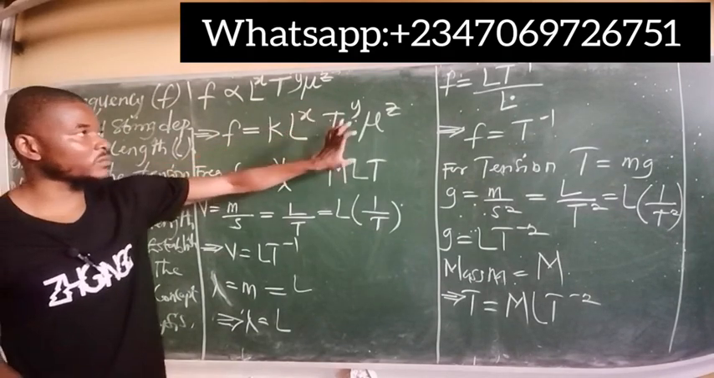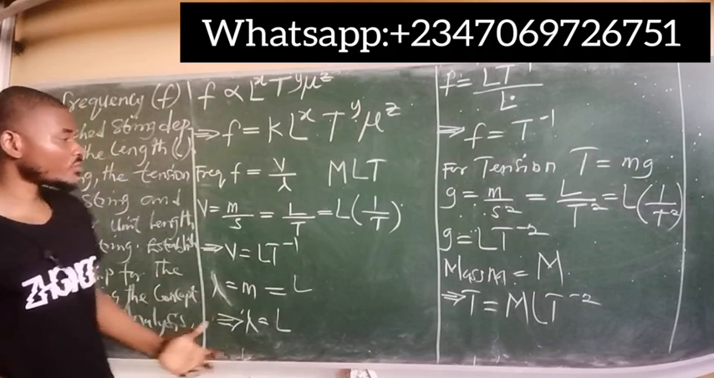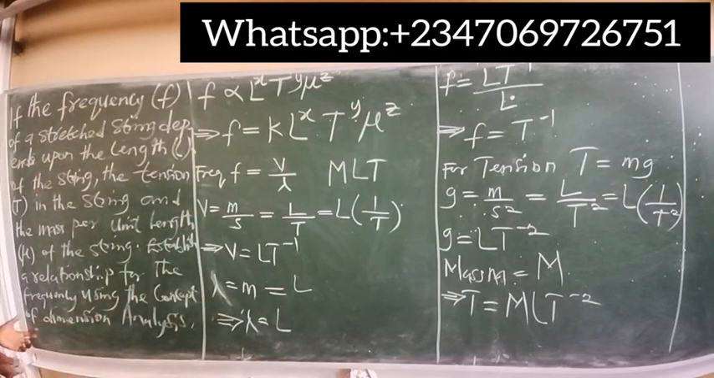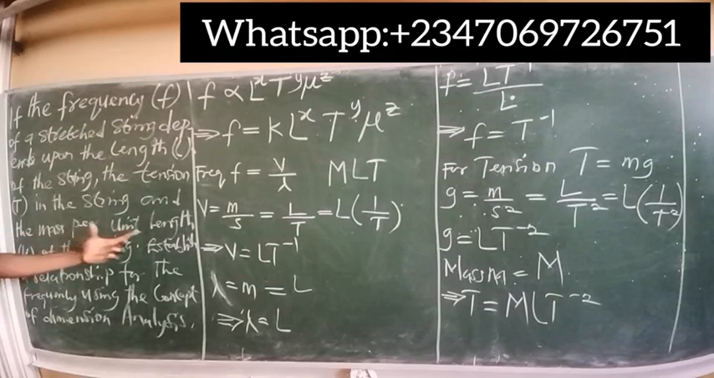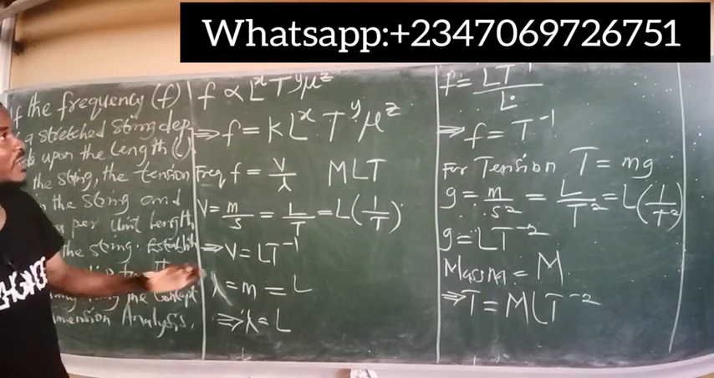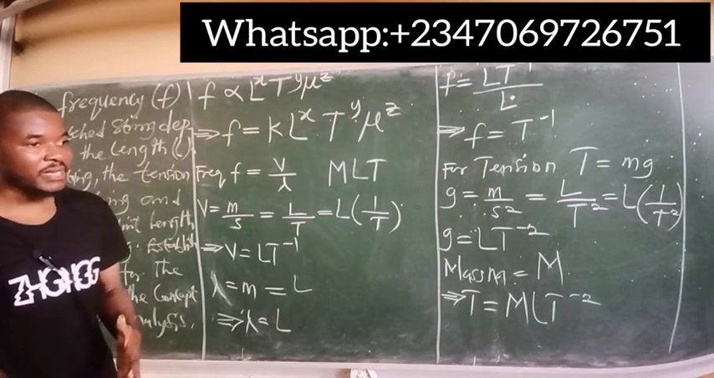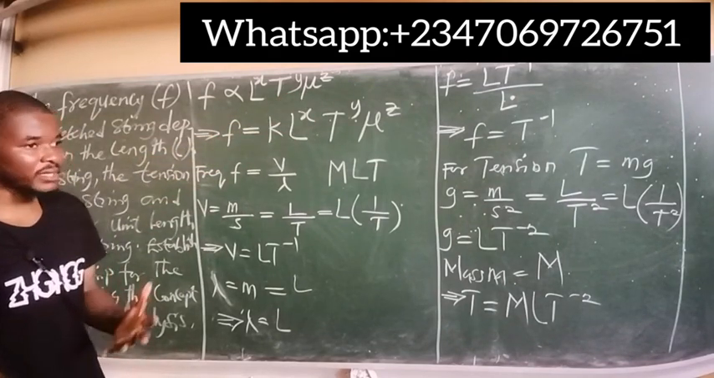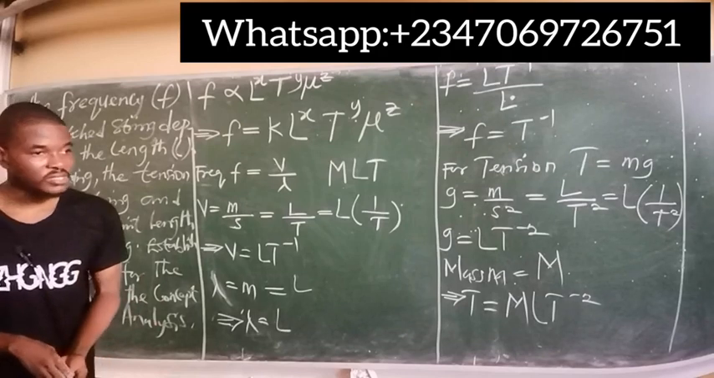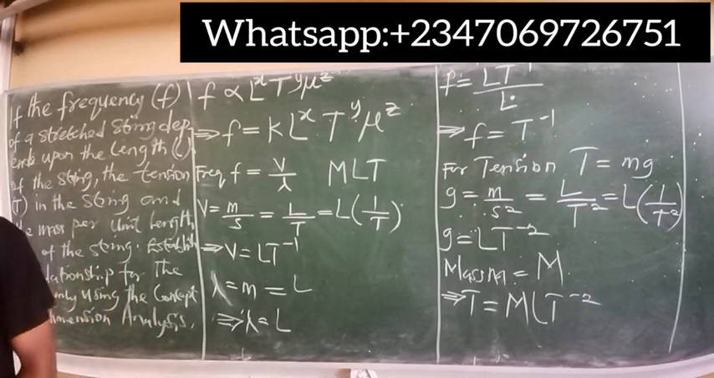Alright, so we've obtained the dimension for the frequency, we've obtained that L remains L, and we've obtained the dimension for the tension. Now let's obtain the dimension for mu. This quantity was given to us in the question as mass per unit length. So it simply means that the formula for this mu is given as mass per unit length. So we have to now obtain the dimension of that quantity. Let's try it now and see.